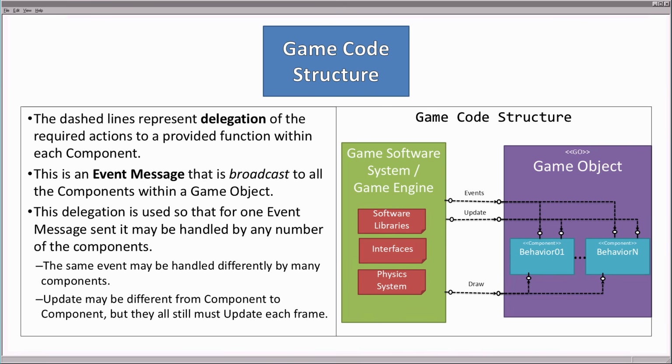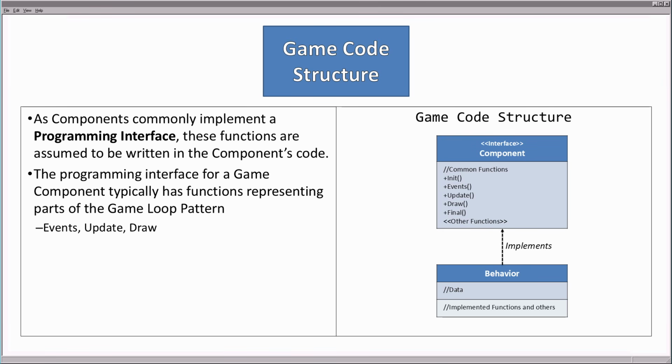Consider in a 3D game, the first-person move component is going to have a different update than a look-around component. They are two actions that both update, but both update different aspects of the game. As components are commonly implemented by a programming interface, these functions are assumed to be written in the component's code.